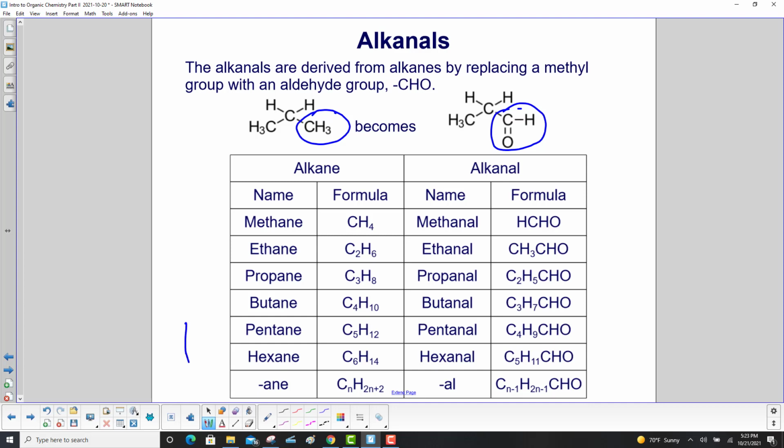Okay, so the general formula for alkanes is CnH2n+2. So let's see how we get the general formula for an alkanal. Well, we take away a CH3. So Cn goes to Cn-1. And since we take away 3 H's, instead of 2n+2, we take 3 away from that 2. 2 minus 3 is negative 1. So we have 2n-1, and then we add the CHO at the end. We add the aldehyde group.